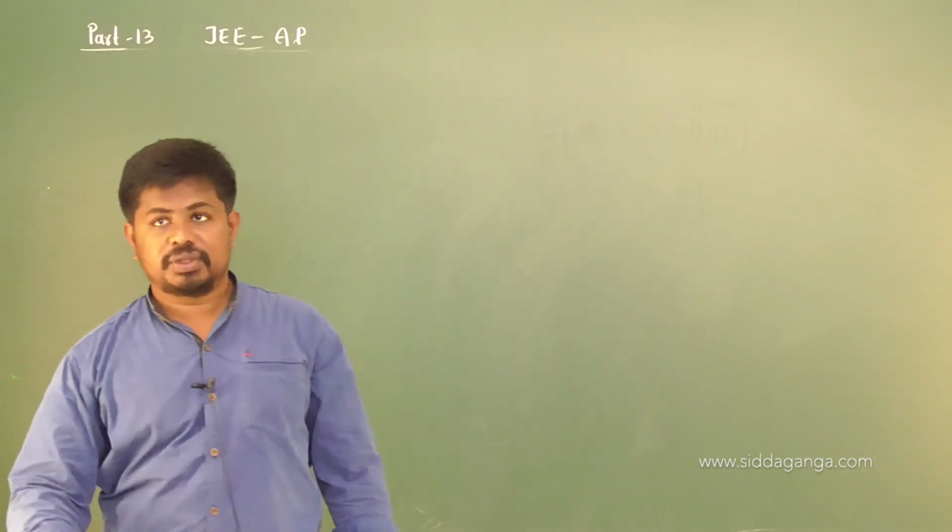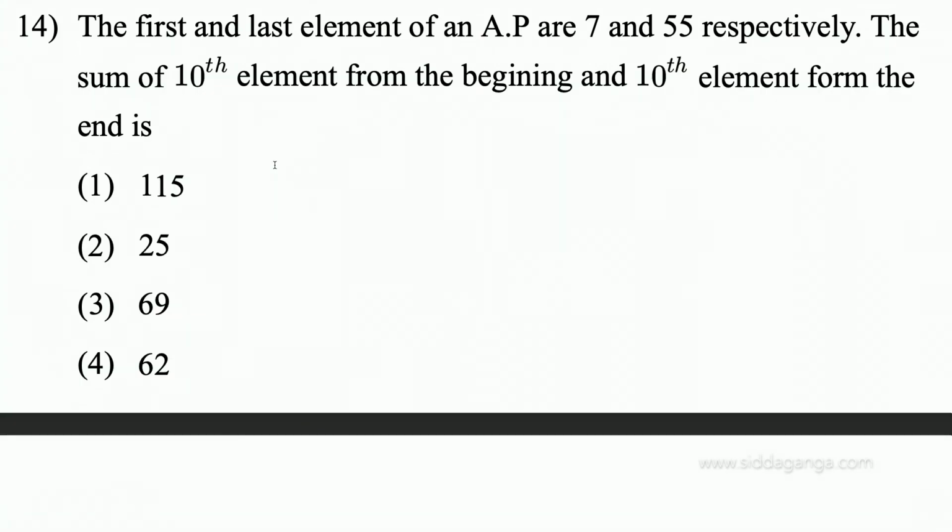Okay, let us move on to question number 14. The first and the last element of an AP are 7 and 55 respectively. The first term is 7 and the last term is 55. The sum of the 10th element from the beginning and the 10th element from the end is what?